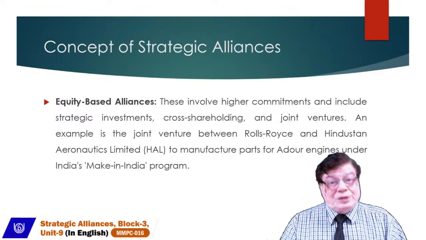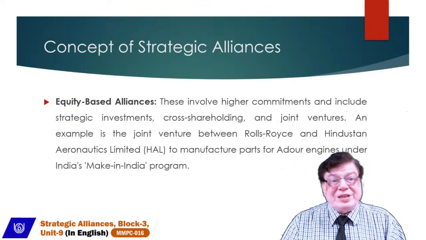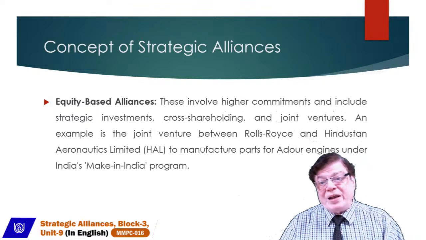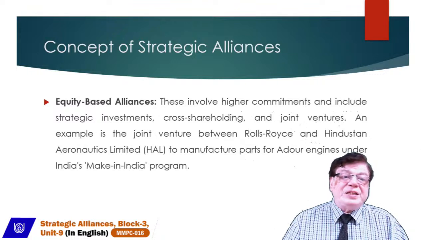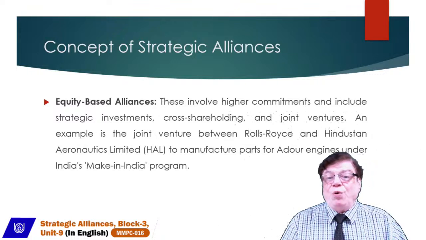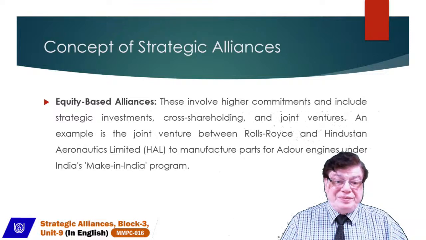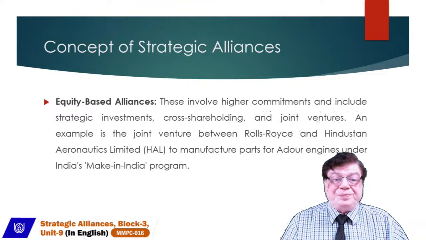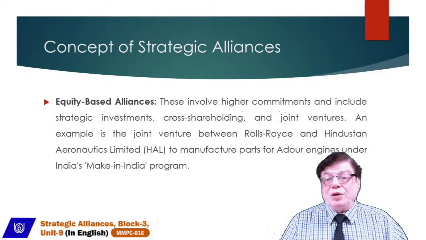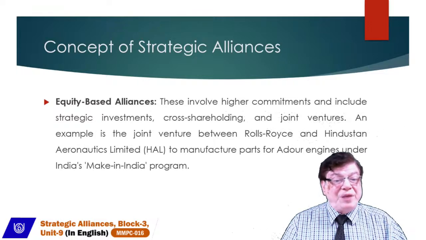So, strategic alliances, equity-based alliances involve higher commitments and include strategic investments, cross-shareholding, and joint ventures. The example is the joint venture between Rolls-Royce and Hindustan Aeronautics Limited, we call it HAL, to manufacture parts of Adour engines under India's Make in India program.